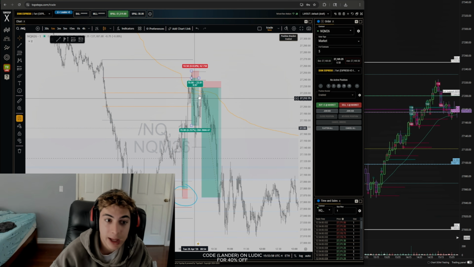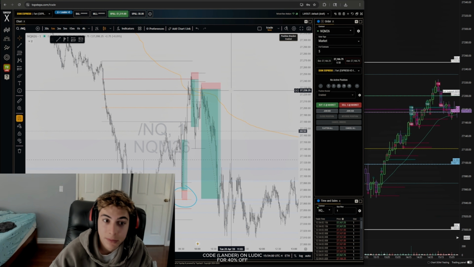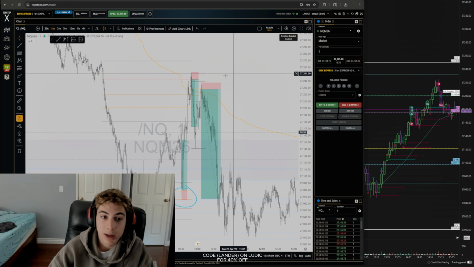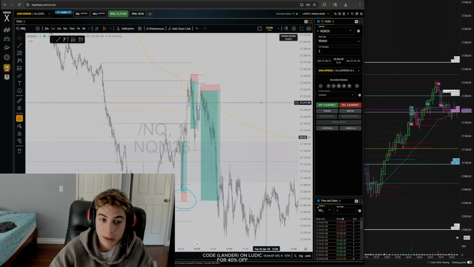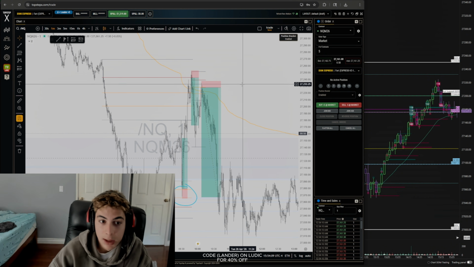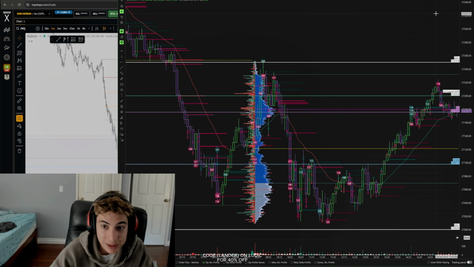Seeing that, we're also above VWAP. We're at a level of interest for me. This is a perfect entry. Right here, this was a perfect short. A lot of my students took this exact short because all of the confluence is stacked up.